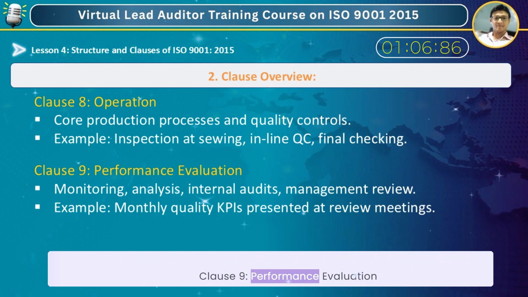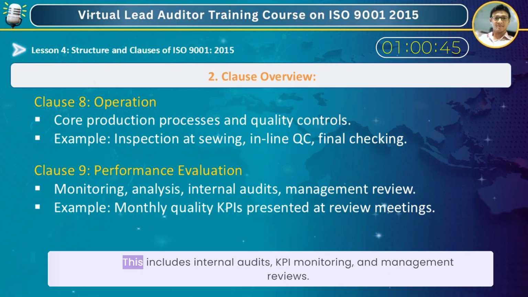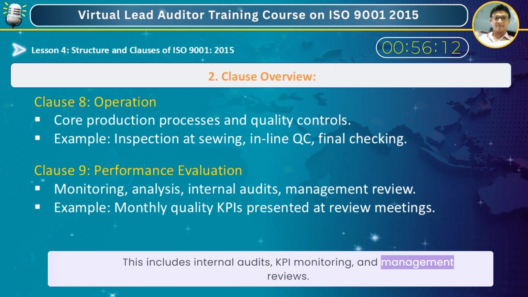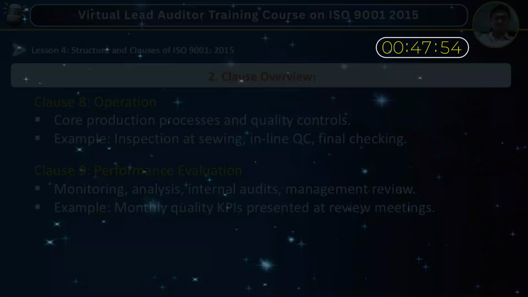Clause 9. Performance evaluation. Once the system is running, you need to check its performance. This includes internal audits, KPI monitoring, and management reviews. For instance, you might present monthly defect rates at review meetings to guide improvements.